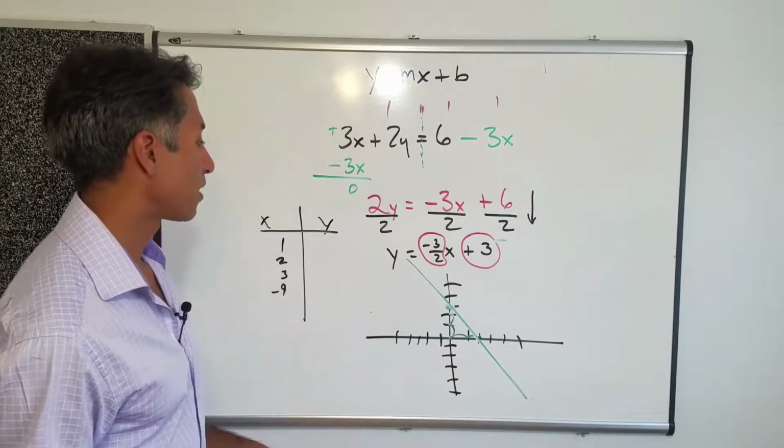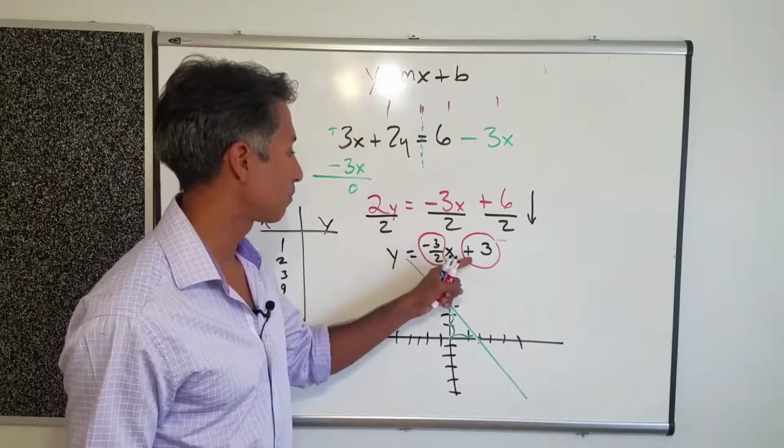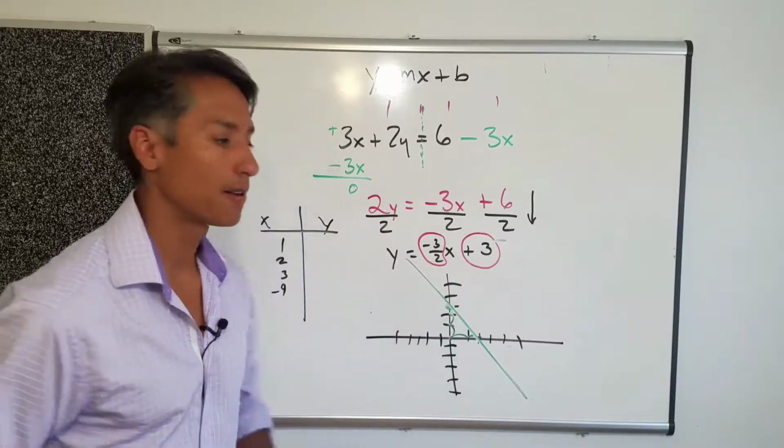So this is our formula. It's in the proper format, which is what we need. y equals mx plus, or minus, right, plus b, and then we can quickly graph, okay?